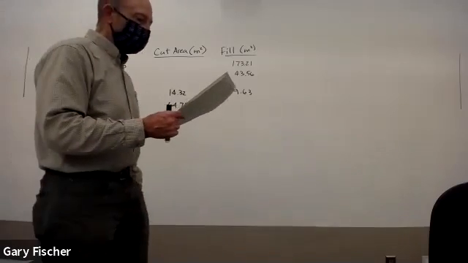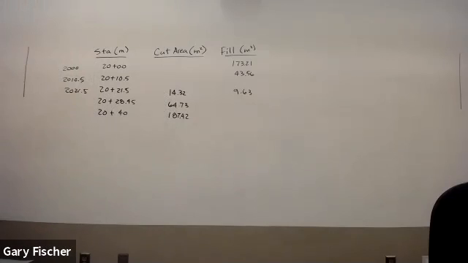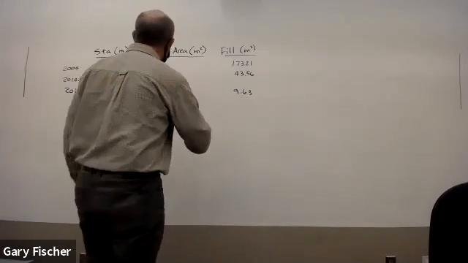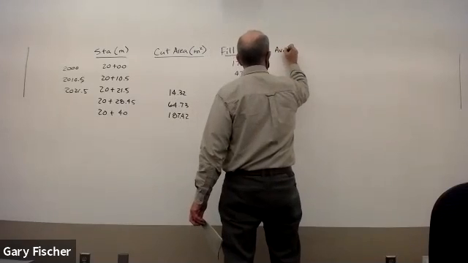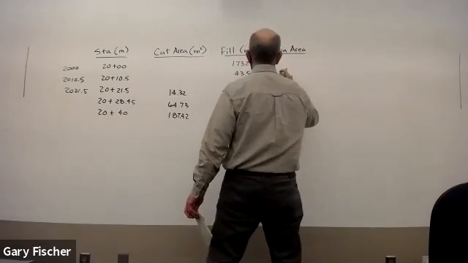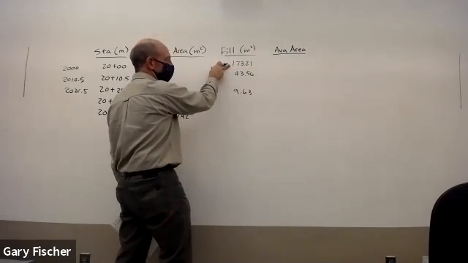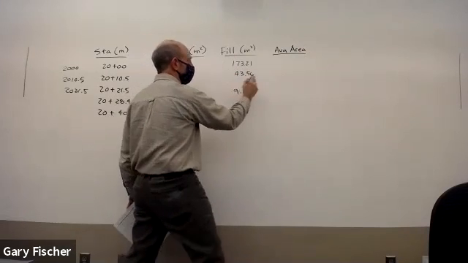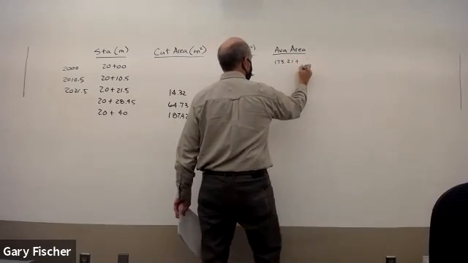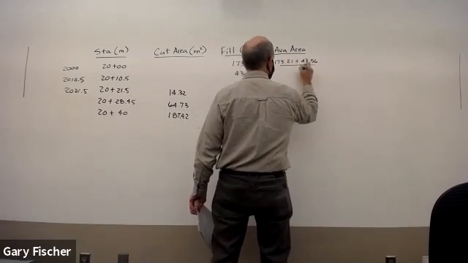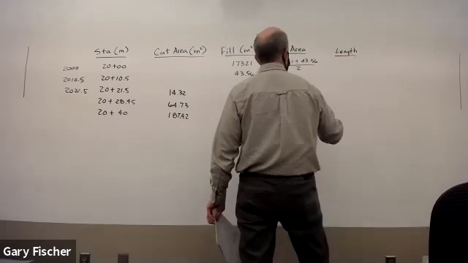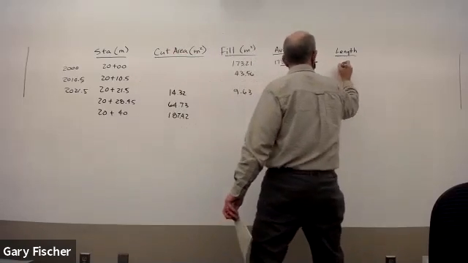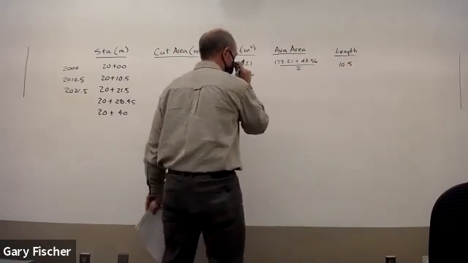I think in most cases, if you use the average end area method, it would work out fairly well. If we're looking at fill, what average end area means is you're taking the average between the fill at this station plus this one, dividing by 2. So it's 173.21 plus 43.56 divided by 2, and then you multiply it by the length between those. In this case, the length between the two is 10.5 meters.